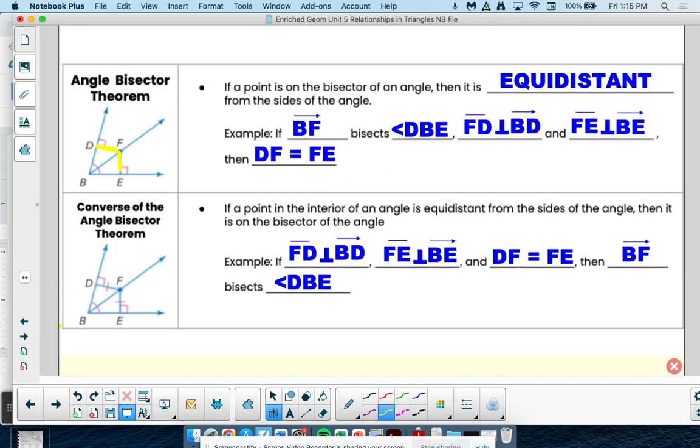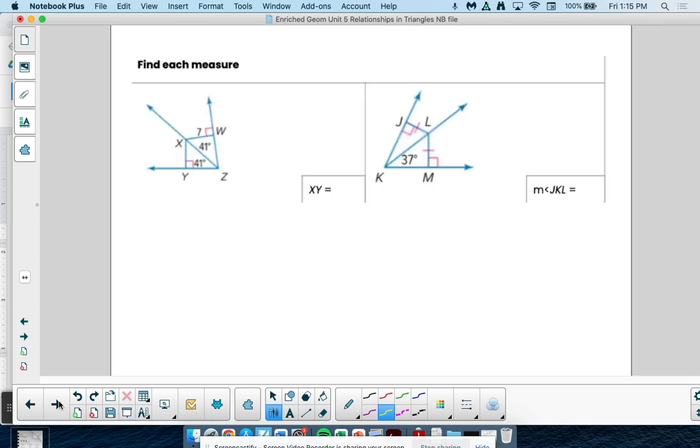All right, so if we throw some numbers to these examples here, what would XY be? 7, right? Because this is an angle bisector, so we know that X is the same distance away from both sides of that angle. Measure of angle JKL? 37, yeah. We're told that these two segments are the same, so it's on the angle bisector. Perfect.